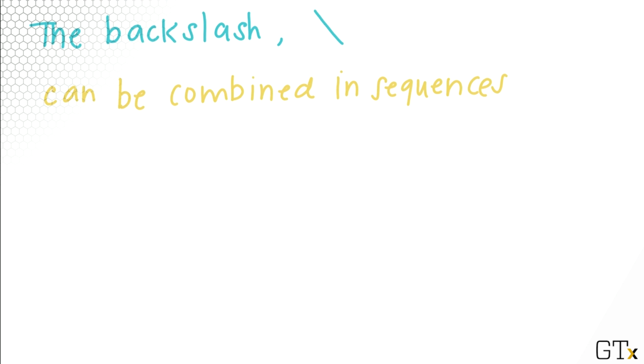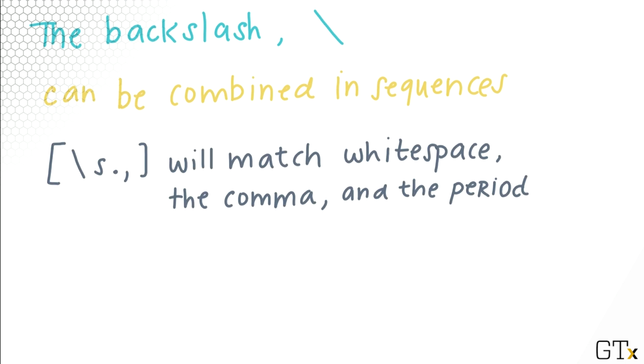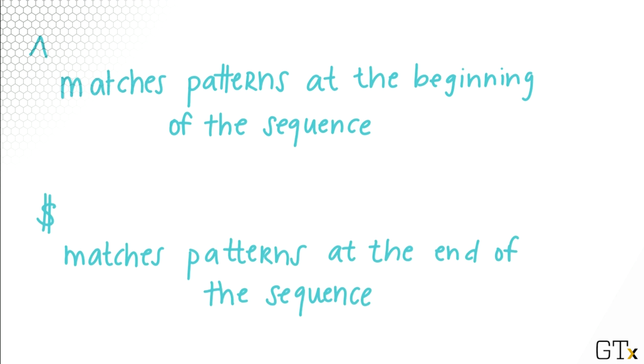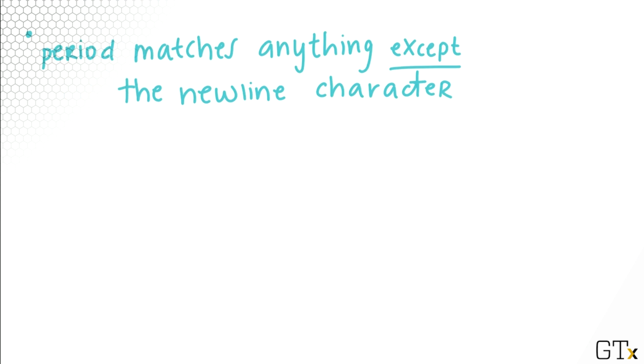Furthermore, we can combine these special sequences with a character class. Thus, for example, \s, the period and the comma, when enclosed in square brackets, will match any whitespace character, the comma, or the period. There are a few other uses for metacharacters. The first involves alternative uses for the caret key. When put at the beginning of a sequence, it denotes the pattern should be matched at the beginning of the line. Similarly, the $ sign matches at the end of the line.